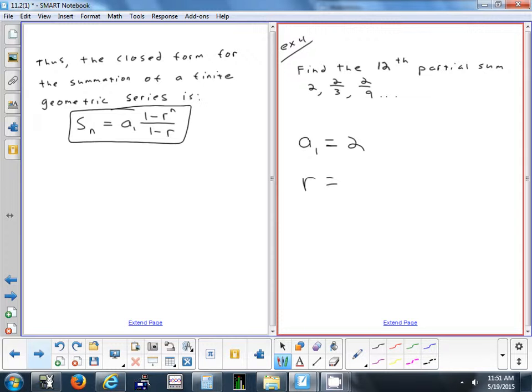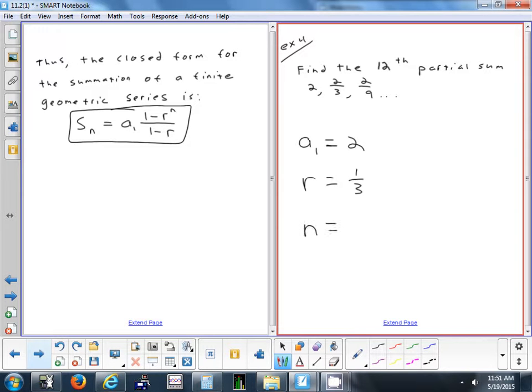Anyone see what we're multiplying by each time? James? 1/3. As a hint, r always has to be less than 1. If r was more than 1, these numbers would get bigger and bigger and bigger. And well, I guess for a finite series, you could still add up numbers that are bigger. But when we start to talk about an infinite series, unless the numbers are getting smaller and smaller, they wouldn't add up to anything. Okay, but for a finite series, I guess r could technically be anything.